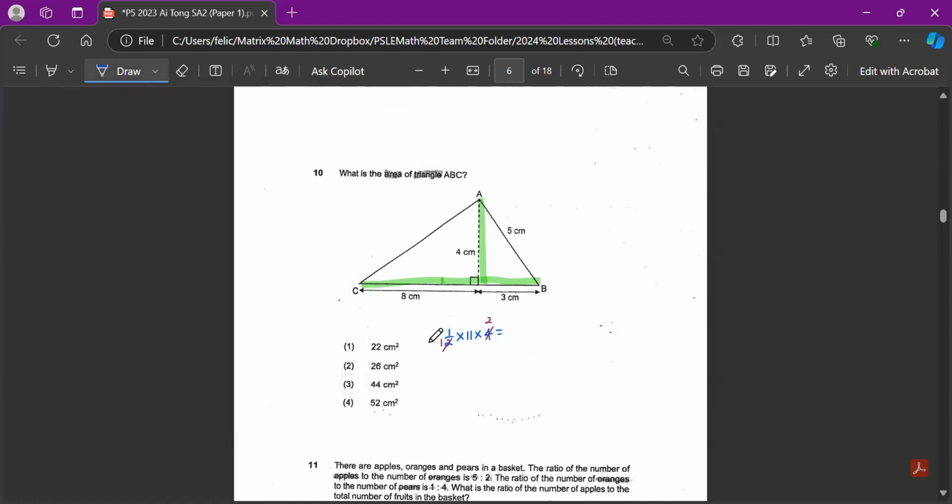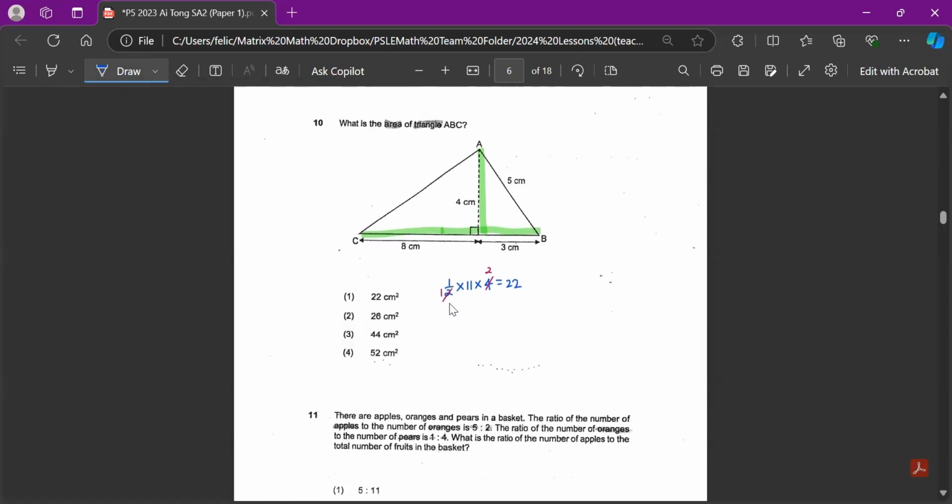Once you have this, just take 1 over 1 is 1. 1 times 11 times 2. That should give us 22. So it's option 1.